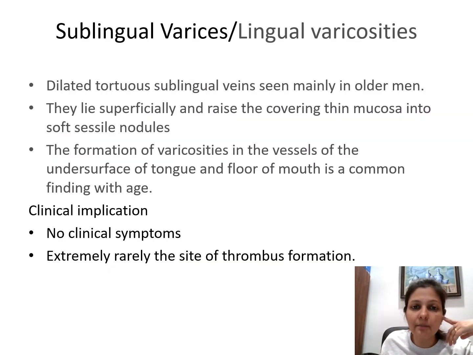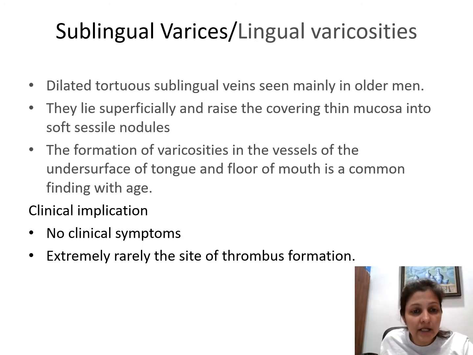Moving on, the sublingual varices, also called lingual varicosities. These are nothing but dilated, tortuous sublingual veins seen mainly in older men. They lie superficially and raised, covered by thin mucosa, forming soft, sessile nodular areas. You will understand this once you see the picture on the next slide. The formation of varicosities in the vessels of the undersurface of the tongue and the floor of the mouth is a common finding with age. So as the patient ages, you will see that these sublingual veins become more and more prominent.